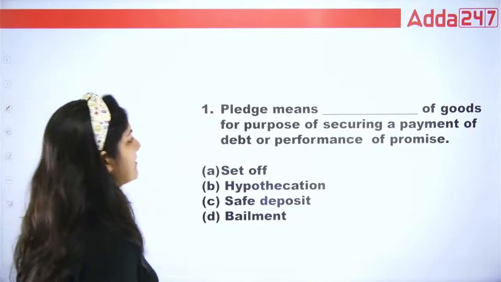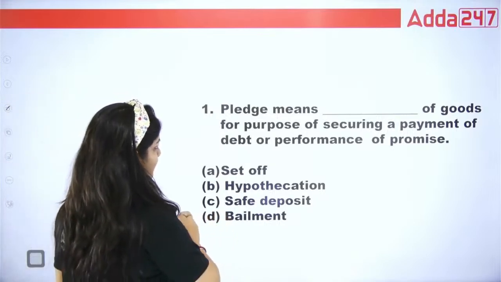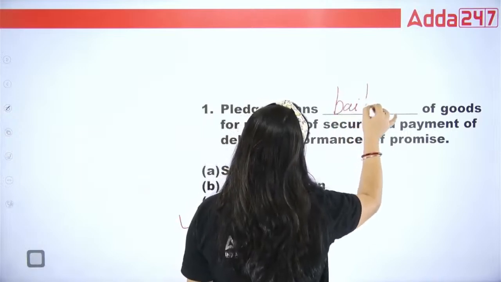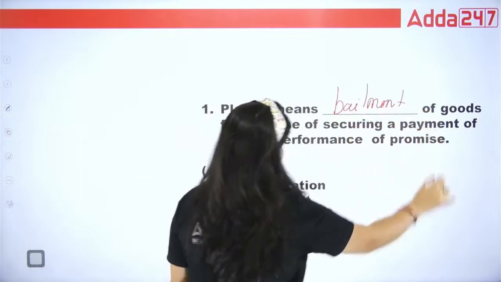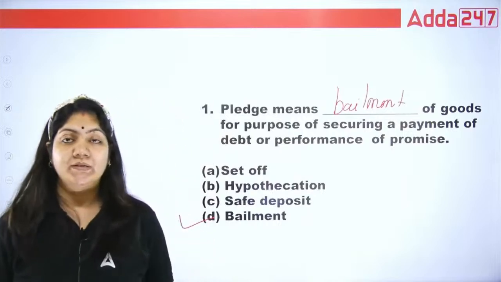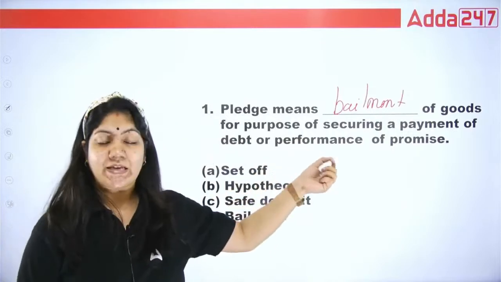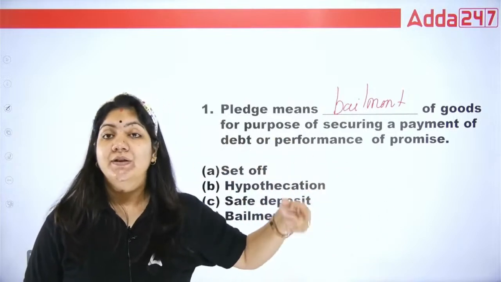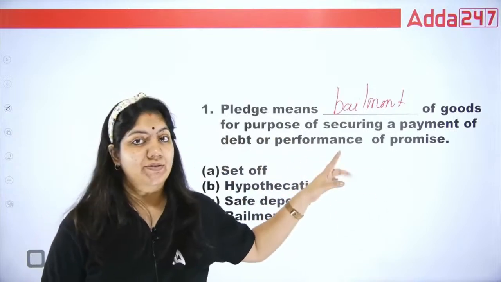Yes, class, pledge means what? The pledge means bailment. Okay, pledge is what? The bailment. Why is it bailment? Because in bailment we deliver the property, and in the pledge also we are delivering the property. So that's why pledge is a bailment.